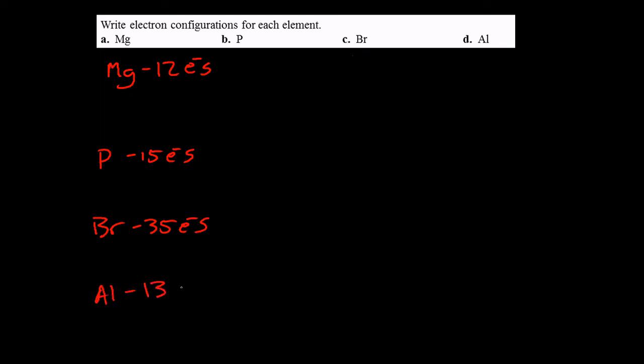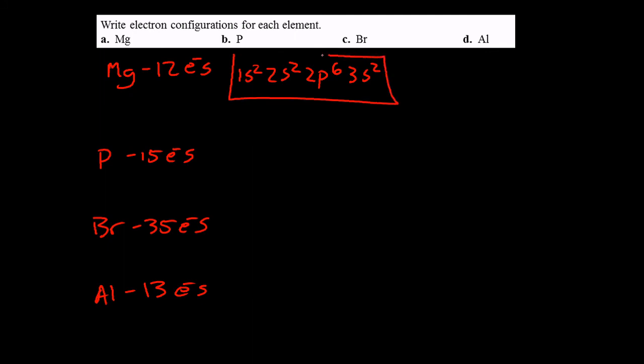Aluminum is 13. So magnesium, we're going to go ahead and write out the whole configuration for magnesium since it's fairly small. You could do a noble gas core for it, but it's a little bit of overkill. So we're going to have 1s2, 2s2, 2p6. That gets us 10 electrons. We only have 2 left, and so those go into the 3s. So that is the configuration for magnesium.